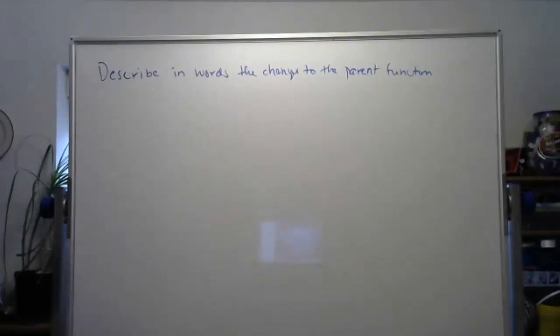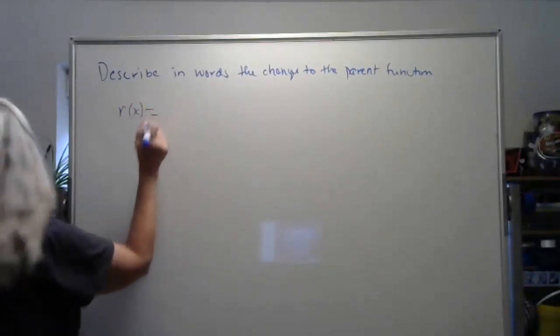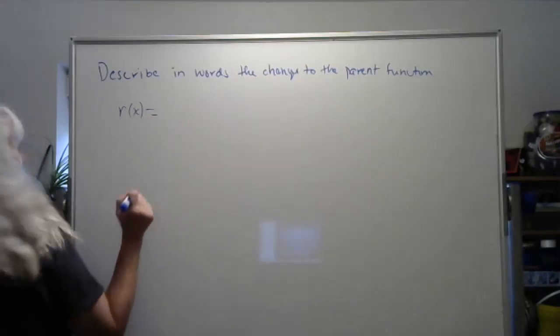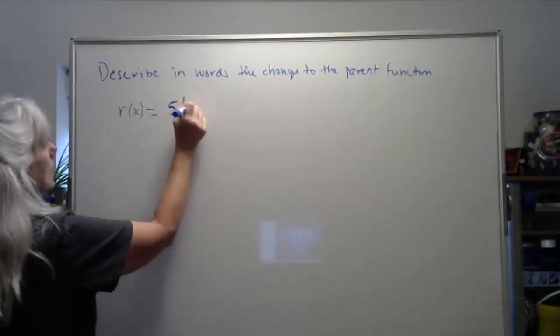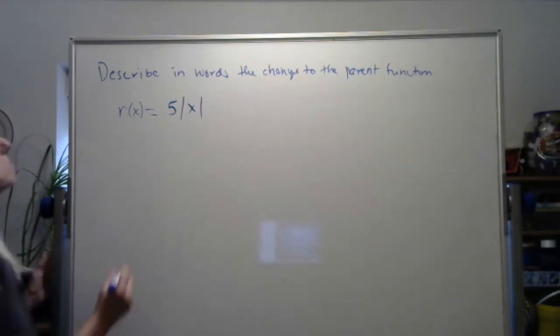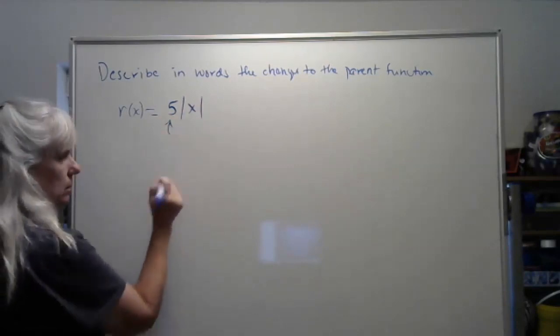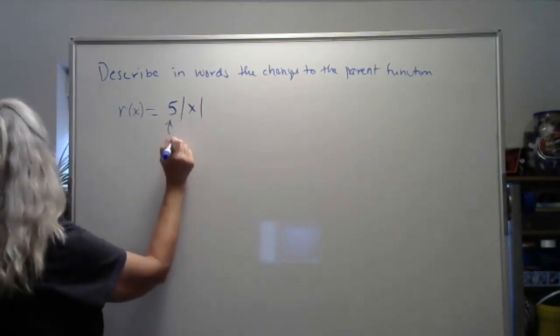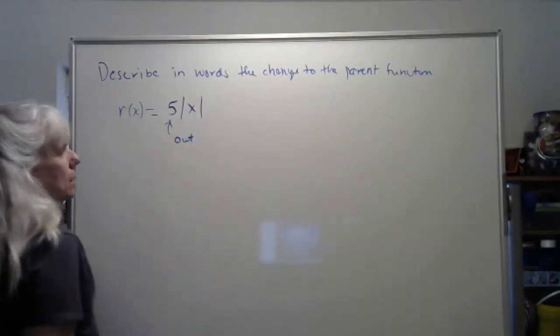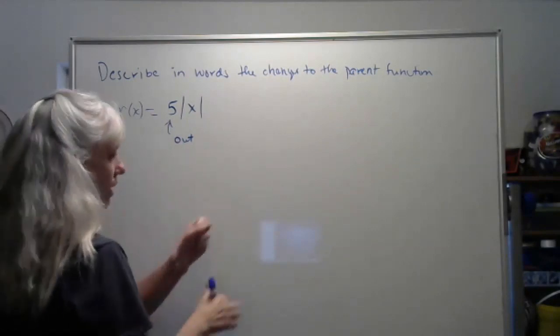Okay, and then how about r of x is equal to 5 times the absolute value of x. So 5 times the absolute value of x. Okay. So is that 5 on the inside or the outside? Outside. Beautiful.